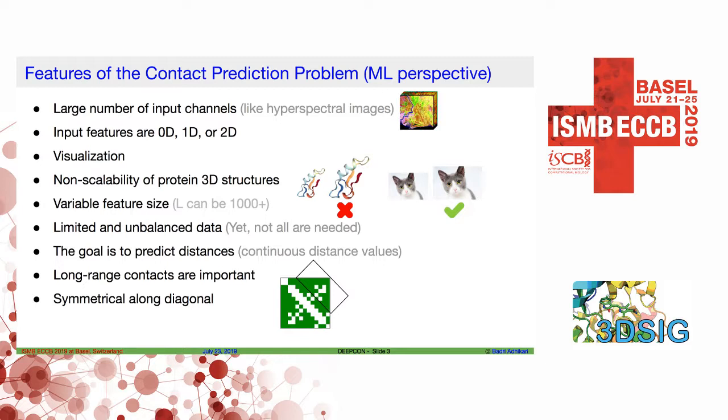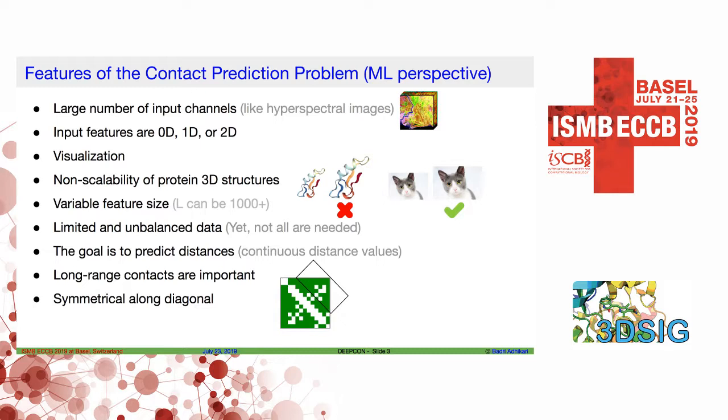Also, unlike images where we may have a fixed size input, or can scale the input to a fixed size, proteins have variable size input. For example, some proteins can be even 1,000 residues long, or longer. Unlike many image segmentation problems, we have limited and unbalanced data. That is, the proportion of positive classes in the output contacts is really low. And unlike image segmentation, where you would like to segment each object clearly, we don't need all of the top predictions, all of the positive classes that we predict.